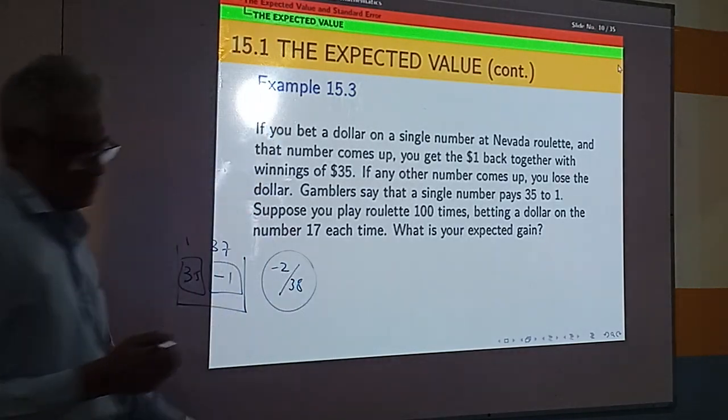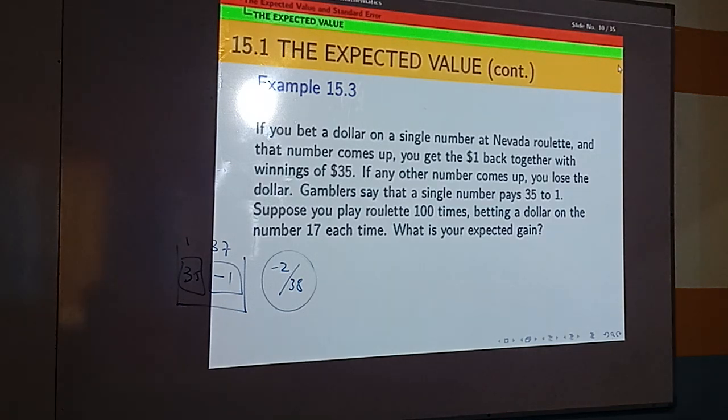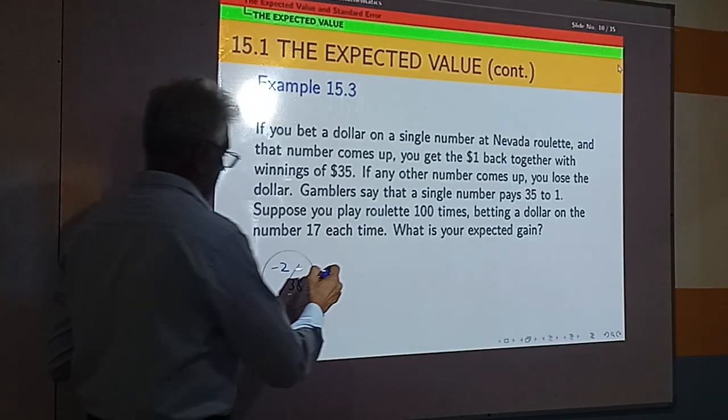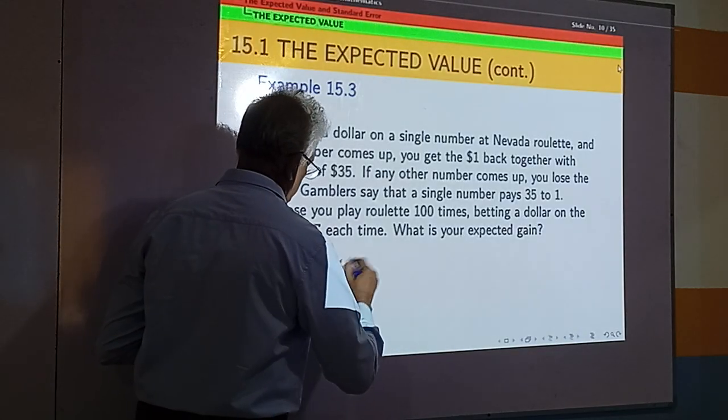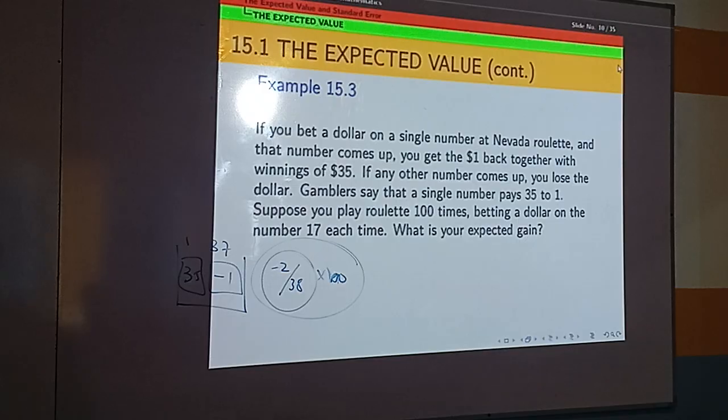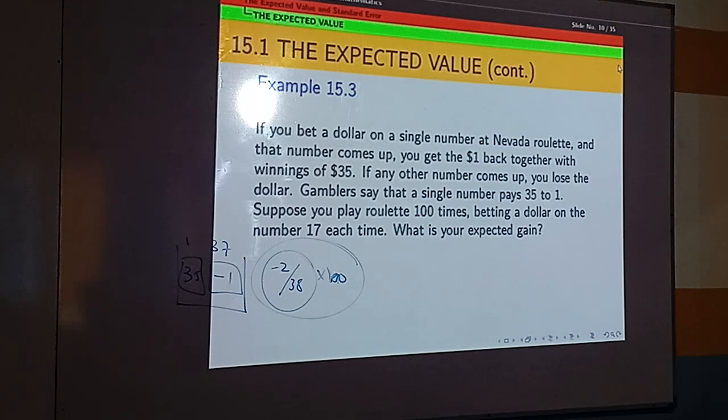So you can see that is the expected amount that you get on one play. But here they are going to do it 100 times. Therefore, the expected gain is going to be this times 100. Again, you can see the expected gain is a negative value. Of course, otherwise people would not have this kind of casinos. Casino owners are always winning, not the others. But it's not a very big loss actually. Very small, negative 2 divided by 38 on average.